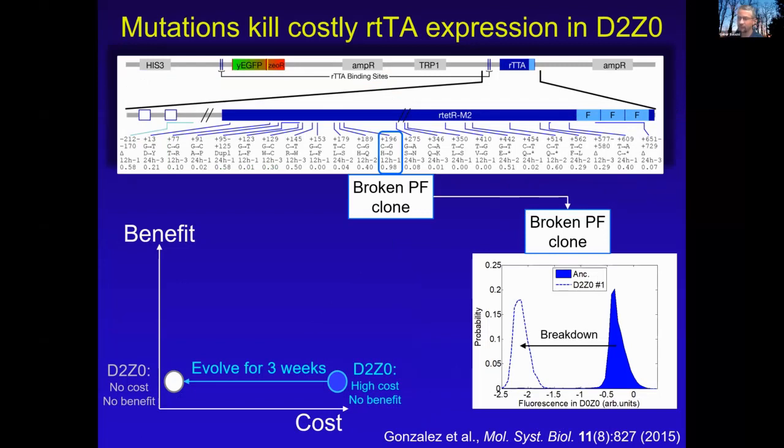If the cells can get rid of it, then they will fall down to a no cost, so a better state. And that's indeed what happens. What this shows, it's complicated, but it shows all the mutations, and picking one of them, which you can do, you see that indeed the expression of the system falls down. So the protein is no longer produced because this activator is broken.